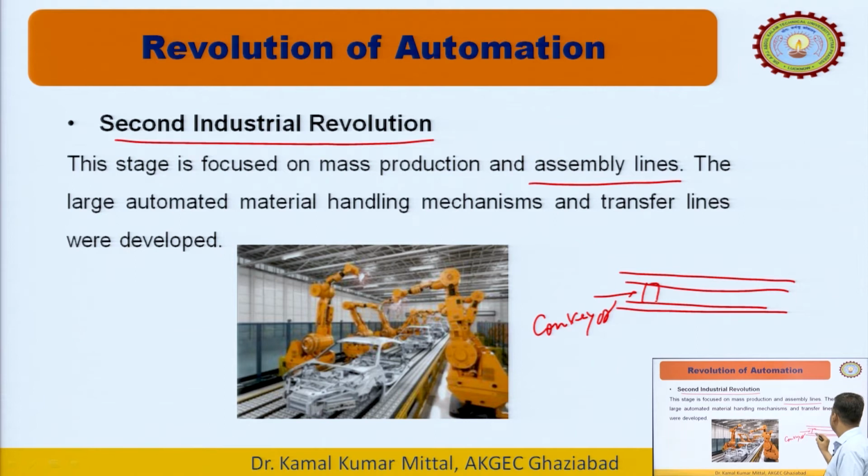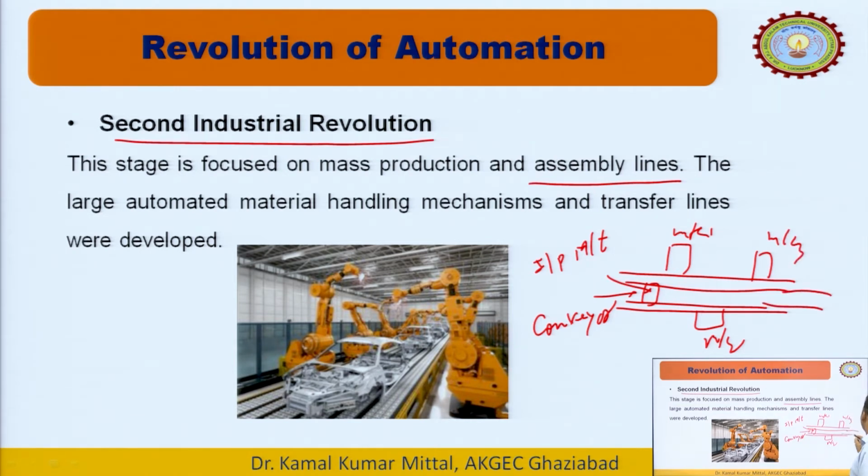And here this is the input material. ये कन्वेयर है और इस पर मटेरियल फ्लो कर रहा है. And these are the machines: 1, 2, machine 3, and here is the output.